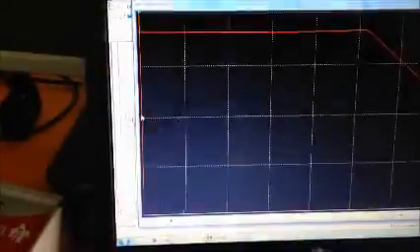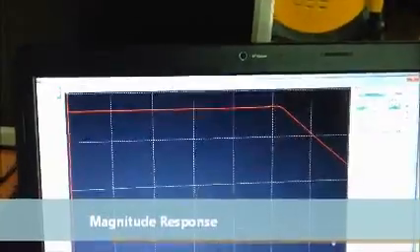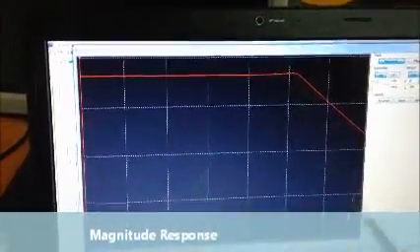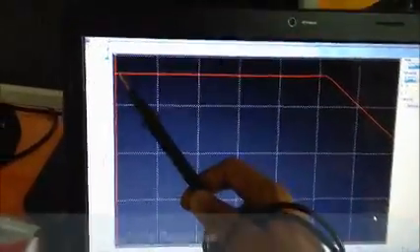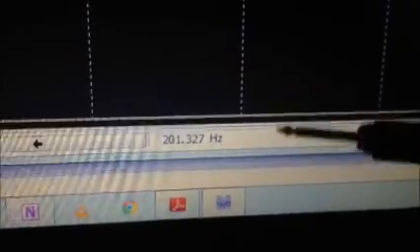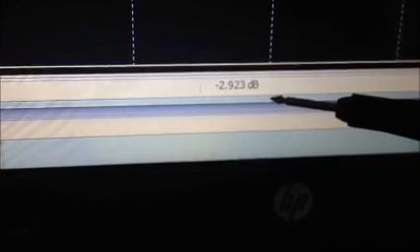So let's see the output of the Bode plotter. As you can see, this is the magnitude Bode plot of our filter, and we can clearly see the output response is as desired. Now let's see what the cutoff frequency for this filter is. We can see at a frequency of 201.327 Hz, the cutoff frequency is achieved, that is minus 3 dB, which is equivalent to 1 by root 2 of gain. So the cutoff frequency for this filter turns out to be around 201.327 Hz, which will later be verified from the readings on the hardware.